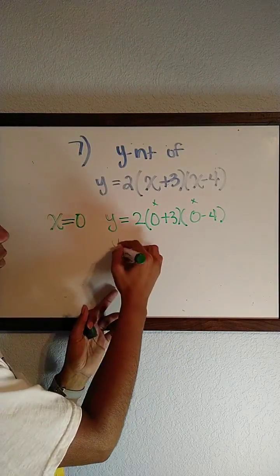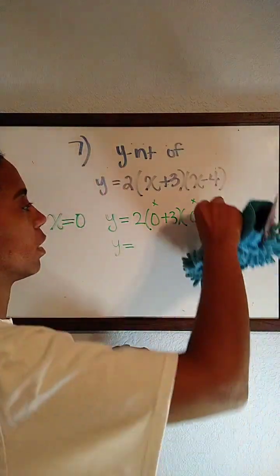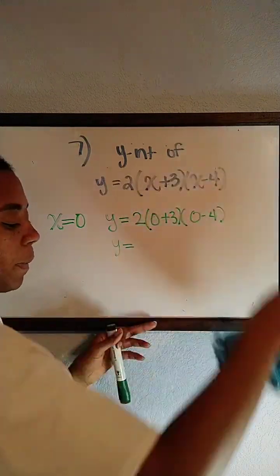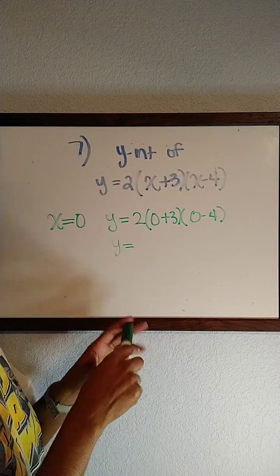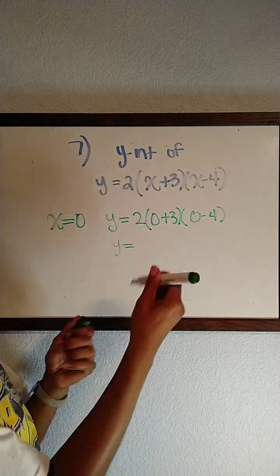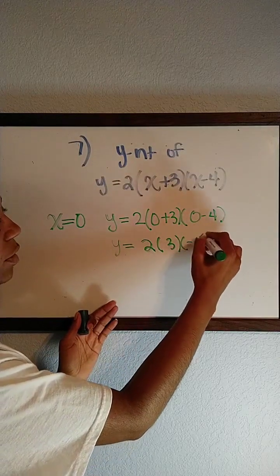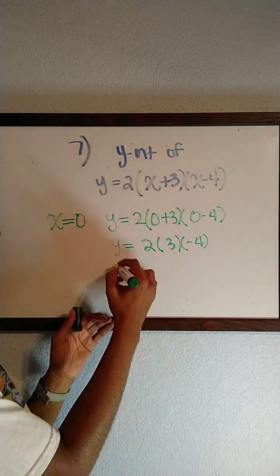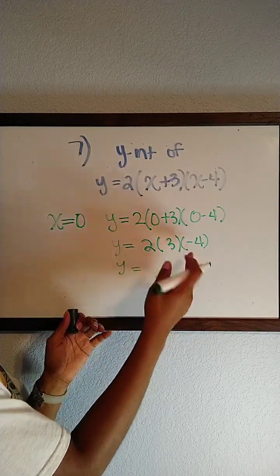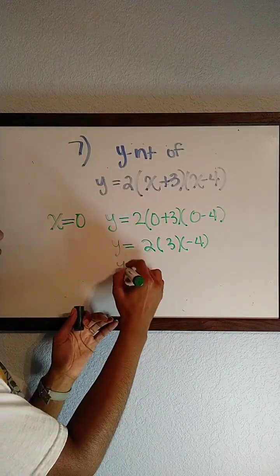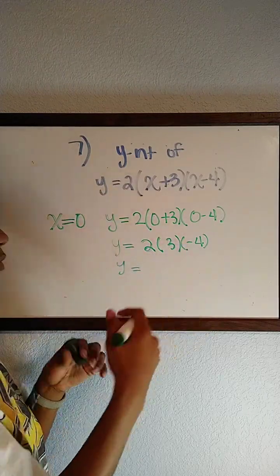So y is equal to whatever this solves out to be. We're always going to do what's inside the parentheses first. So I have 2 times 3 plus times negative 4. And then you have to go in order. So you have to do this multiplication first.